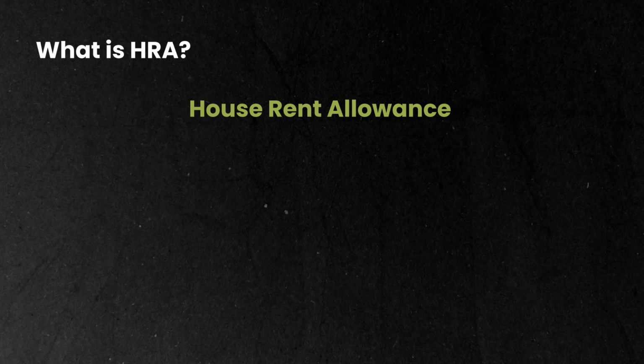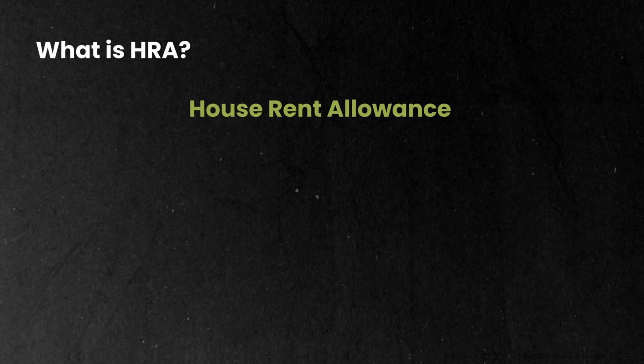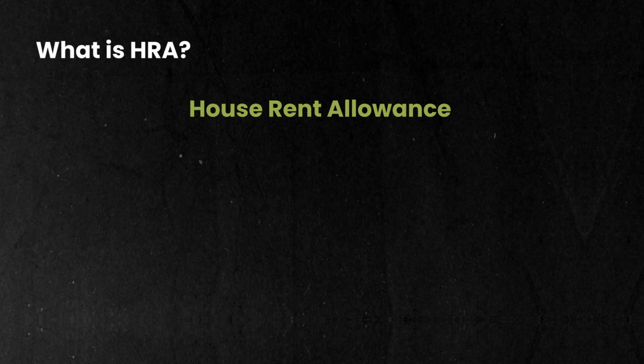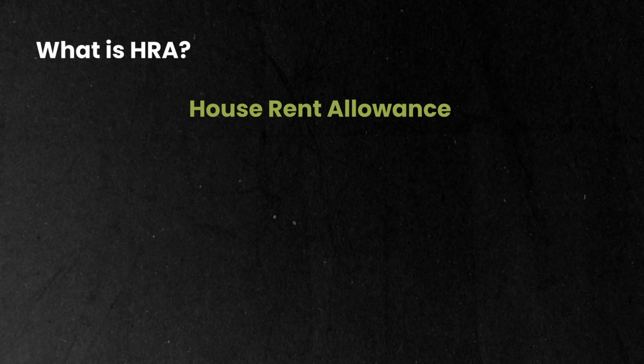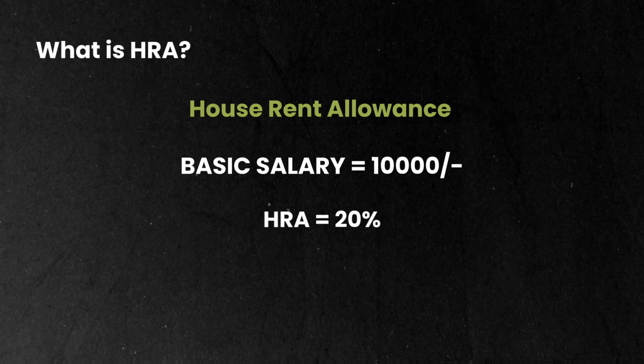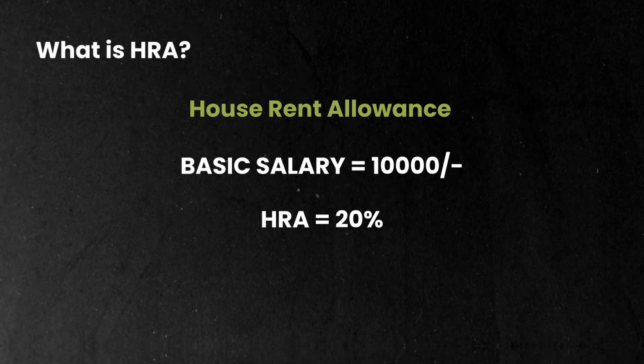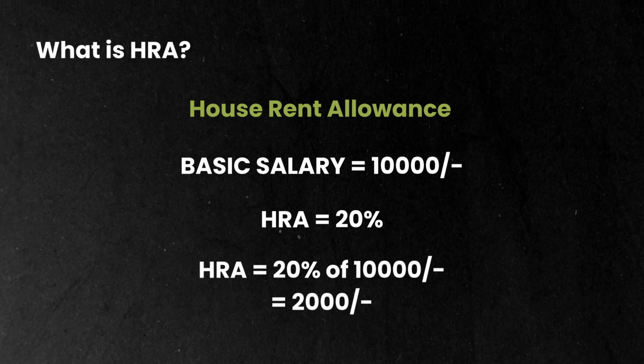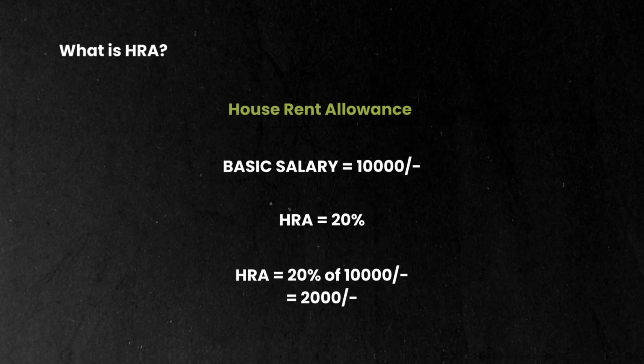Now let us see what is HRA. HRA means house rent allowance. This amount is given by the company so that the employee can pay house rent. Suppose the basic salary is 10,000, then his HRA is 20%. Then HRA becomes 20% of 10,000, that is 2,000.